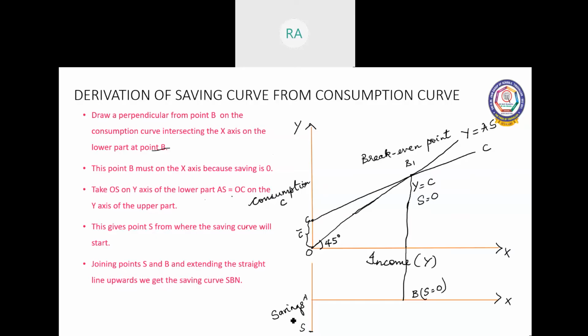And this is the negative saving. So let us mark it as minus C dash. This gives point S. So we have got now point S, from where the savings curve will start. So this is the starting point of savings curve. Joining points S and B and extending the straight line upwards, we get the savings curve SBN. Let us join these 2 points S and B, and extending it further, we get the savings curve SBN. This is the savings curve.